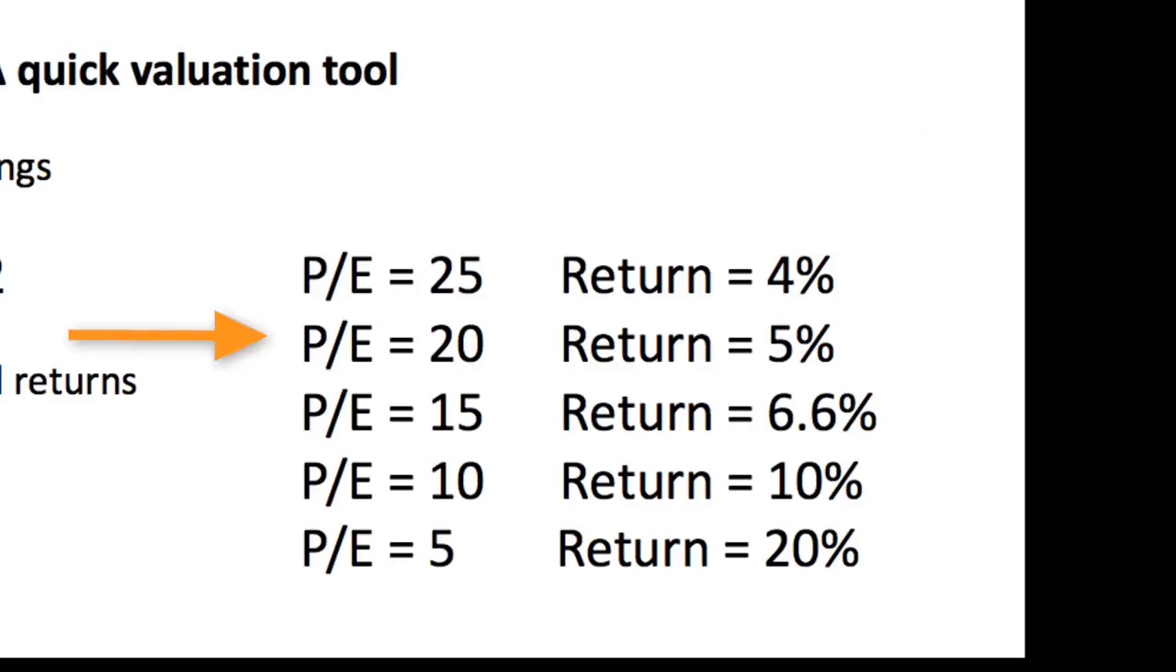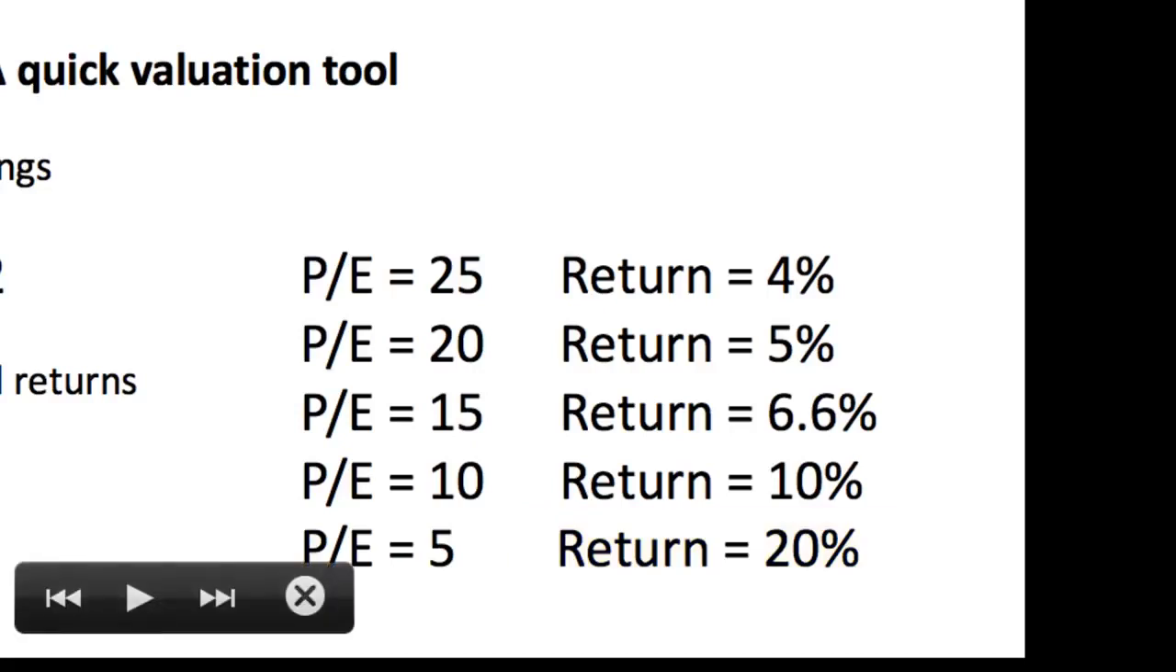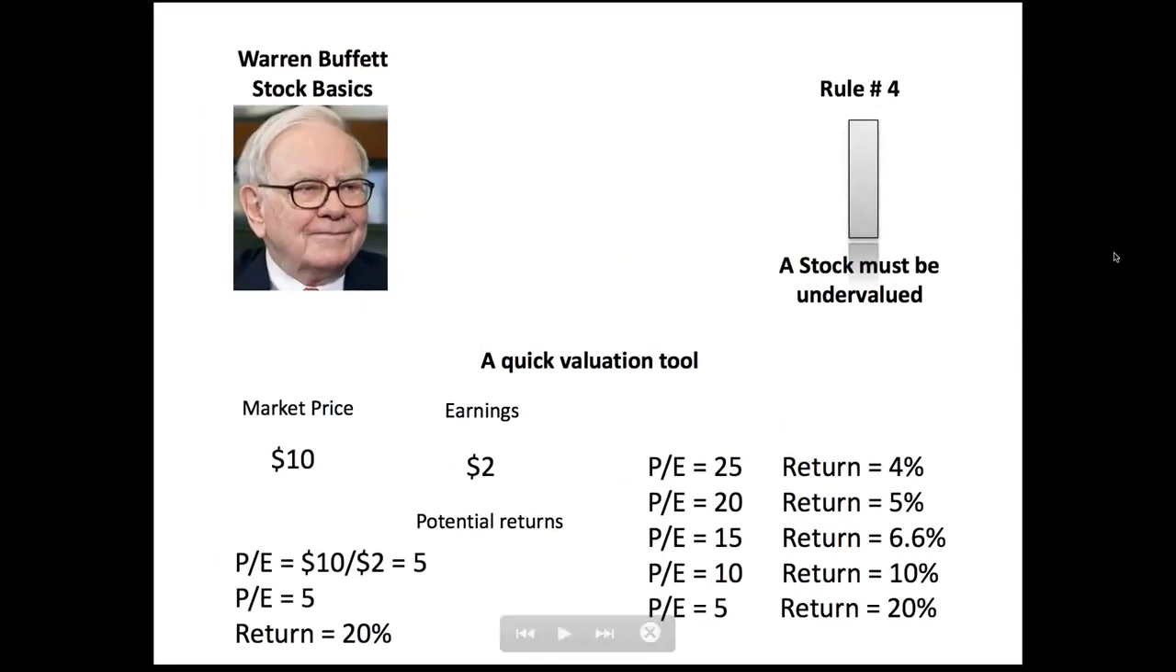Now when you look at the PE of 20, your return goes to 5%. And so as you go clear down to the PE of 5, which is the one that we had for Nancy's business, the return actually goes clear up to 20%, which is pretty high. Now, the thing you got to realize is when the PE is really low like that, and your return is really high, what you can expect is that your margin of safety is going to get worse.